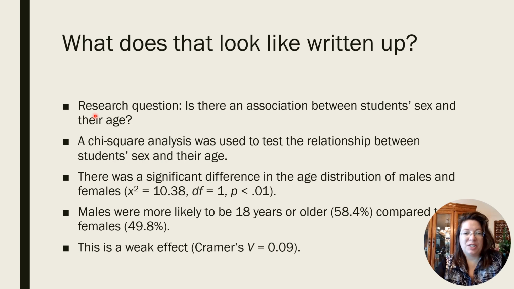So research question: is there an association between student sex and their age? A chi-square analysis was used to test this relationship, and there was a significant difference in the age distribution of males and females. Males were more likely to be 18 years or older compared to females, and this is a weak effect. Kramer's V, I reported here.